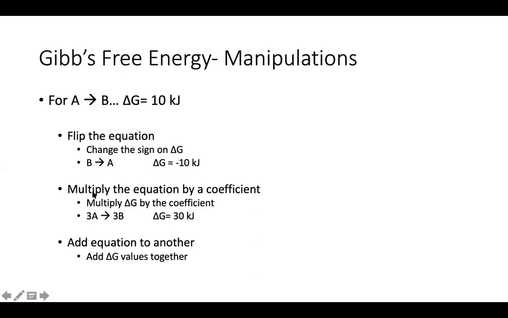If we ever want to multiply a given equation by a certain coefficient, so maybe 3A goes to 3B instead of A to B, we just multiply delta G by that same coefficient, right? So delta G here would be 30 kilojoules. And lastly, if we ever want to add two equations together, we just add their delta G values together.